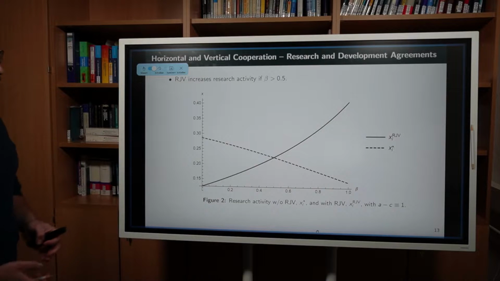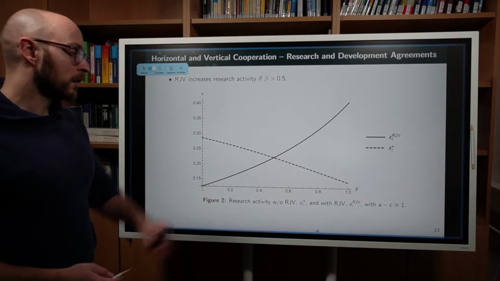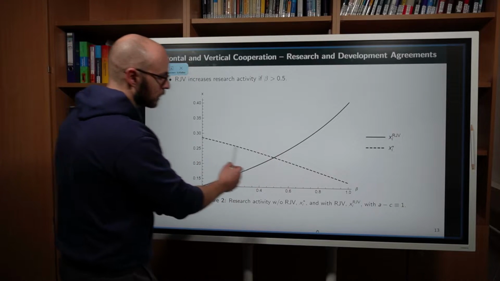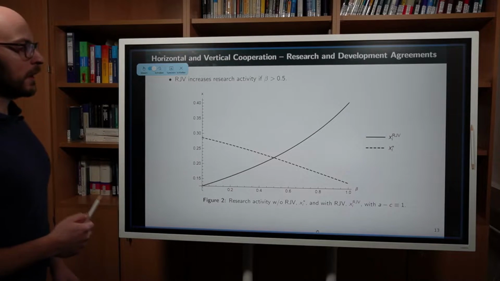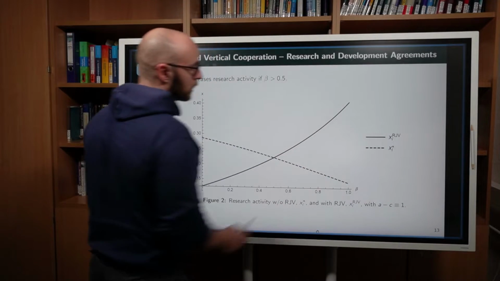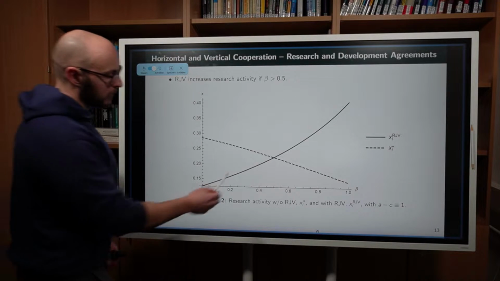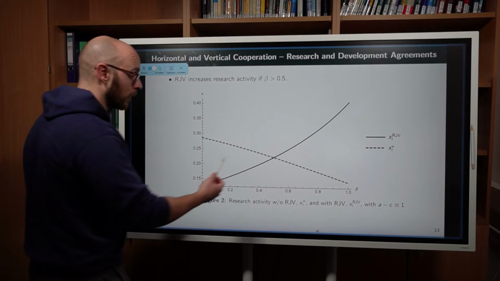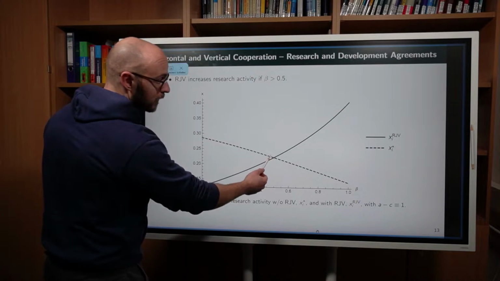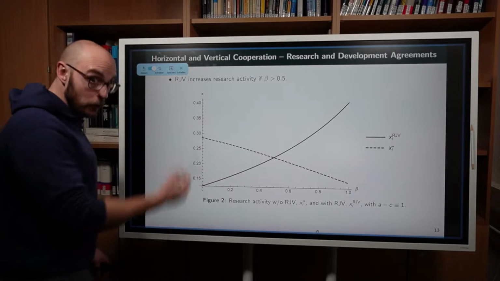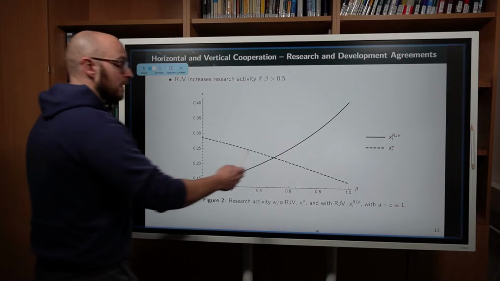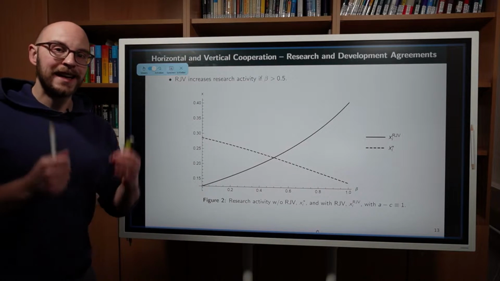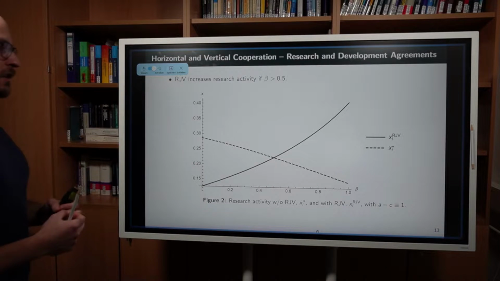Now, we have plotted it here for an example where A minus C is normalized to 1, and we have the dashed line here, that's the equilibrium research activity without a joint venture, and we have the solid line, which is the research activity with a joint venture. And you see here that the intersection point is exactly 0.5, and if we are below 0.5 in our example here, we have higher research activity without a research joint venture. And if we are above 0.5, we are in a situation where the research joint venture increases research activity.